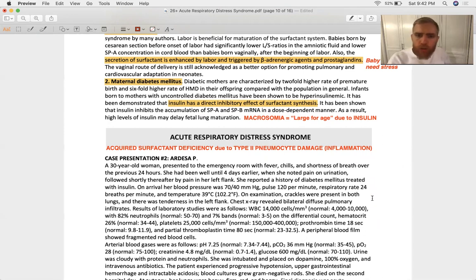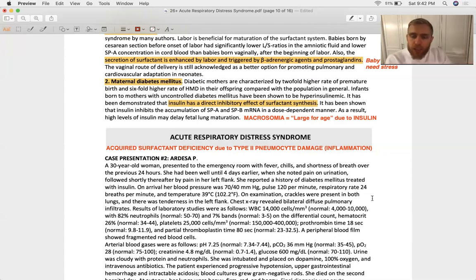Macro meaning large, soma meaning body. And these babies of diabetic mothers are going to be 12, 13, 14 pounds because mommy's got a lot of insulin. And insulin is going to rub off on the baby too. And so the baby's got a lot of insulin. And so insulin means that anytime baby gets some sugar from mom, that sugar's going straight into baby's muscles and adipocytes. And so baby comes out and baby's big.